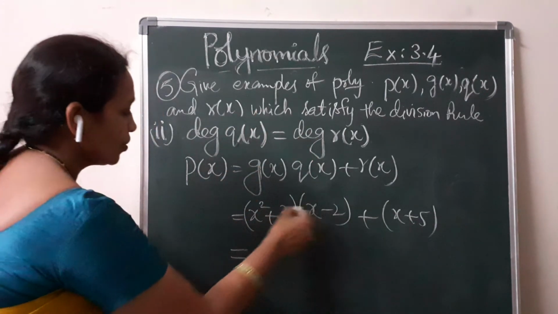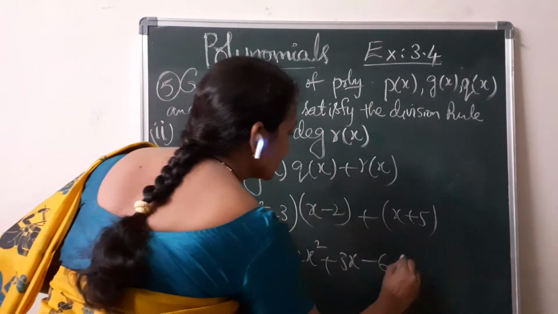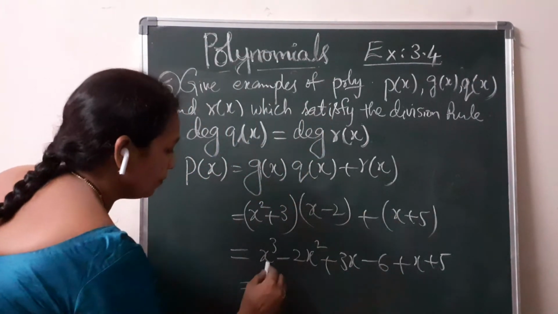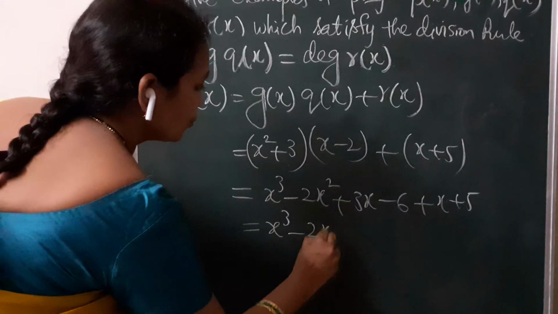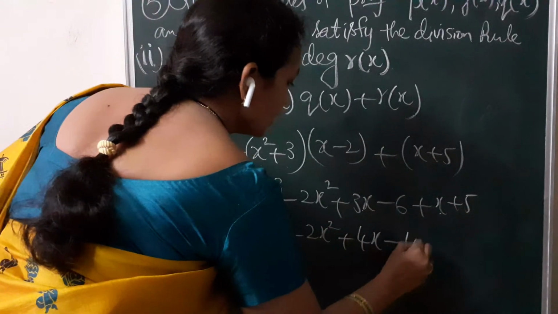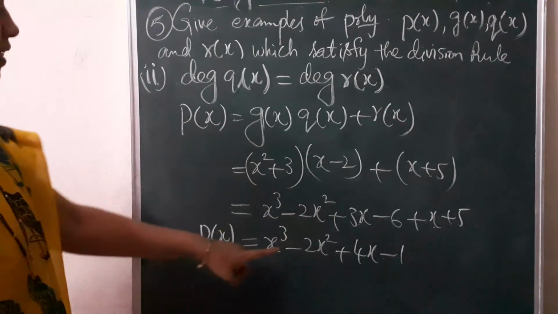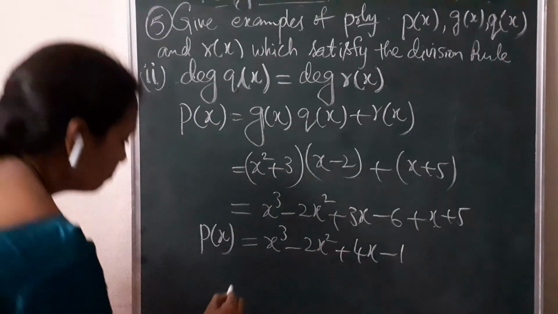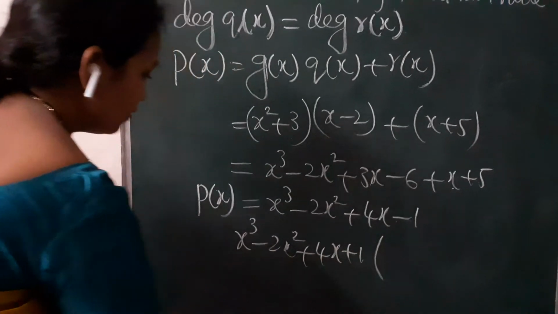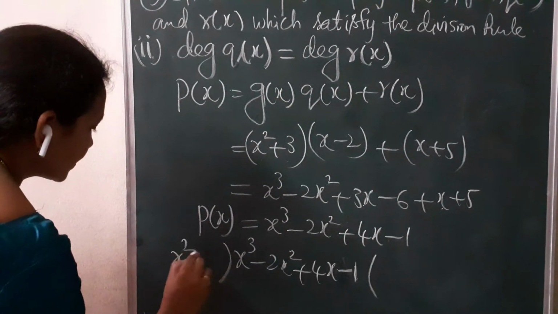So verify that. x square into x is x cube, minus 2x square, plus 3x minus 6, plus x plus 5. On multiplication of the binomials I will get this, and addition of x plus 5. So x cube minus 2x square, 3x plus x is 4x, minus 6 plus 5 is minus 1. Now this is p of x. So now p of x is going to be divided by g of x, x square plus 3. So x cube minus 2x square plus 4x minus 1 is divided by g of x, which is x square plus 3.